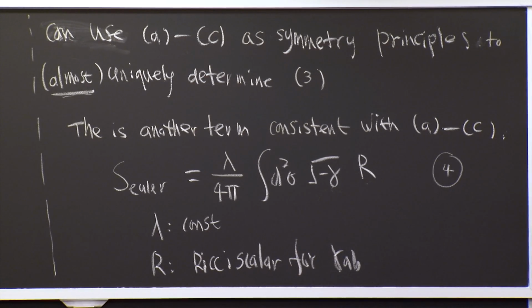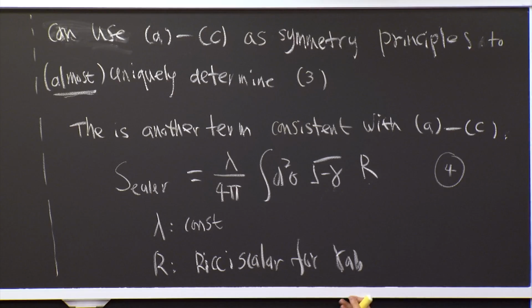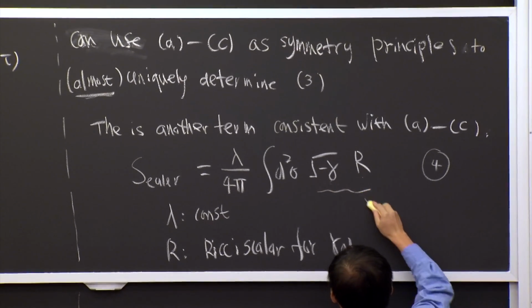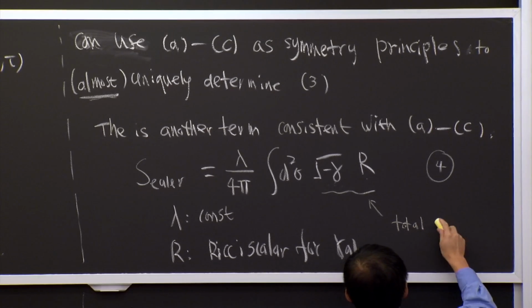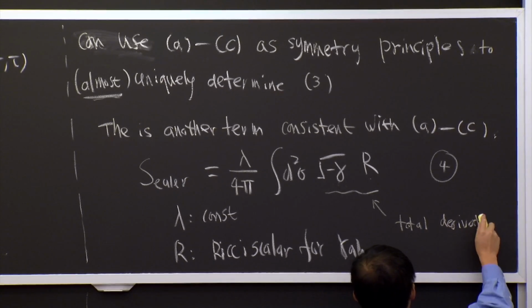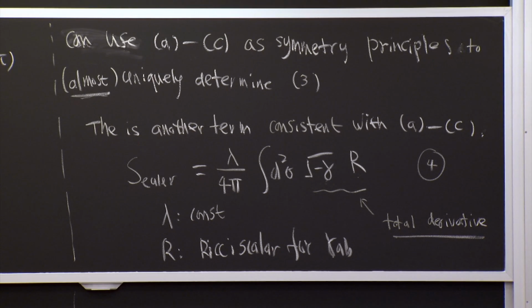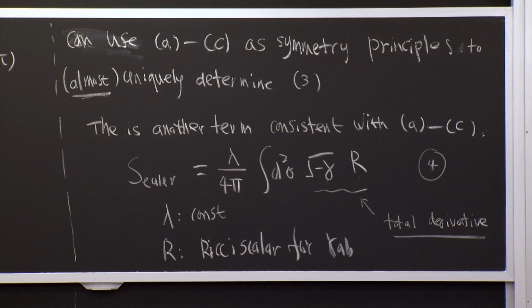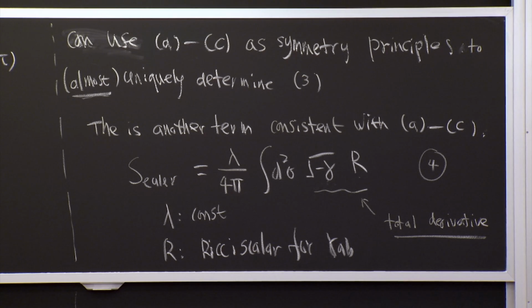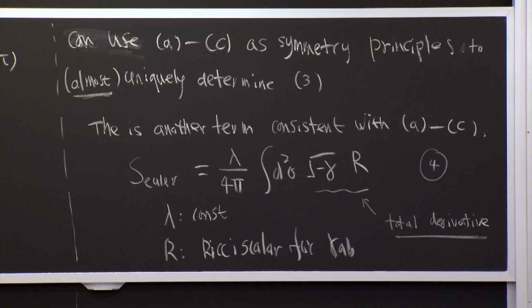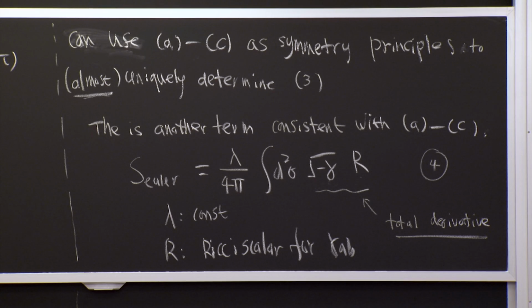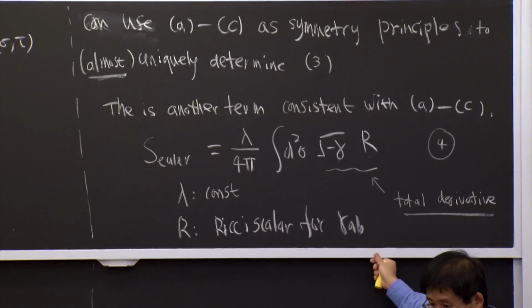I only make a claim here. So this thing is a total derivative. You can check yourself. Go to your favorite GR book and work out the Ricci scalar in 2D. Then you find that the square root of gamma times R is actually a total derivative. So it will not affect your equation of motion, etc. But it is important, otherwise I would not have talked about it.